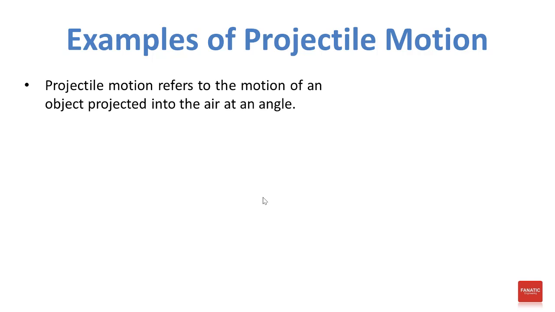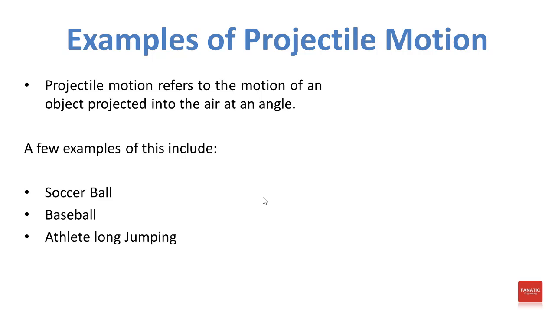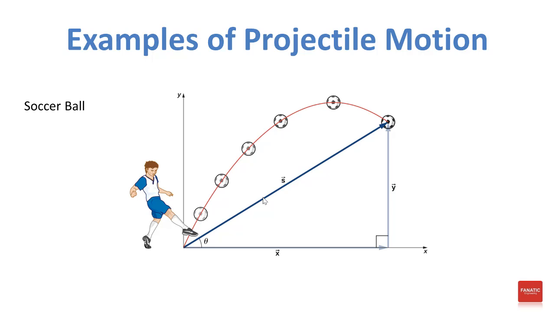Okay, now we have examples of projectile motions, and projectile motion refers to a motion of an object projected into the air at an angle. So for that, a few examples include the soccer ball and the baseball, athlete long jumping, and the water fountains. So let's see how it works.